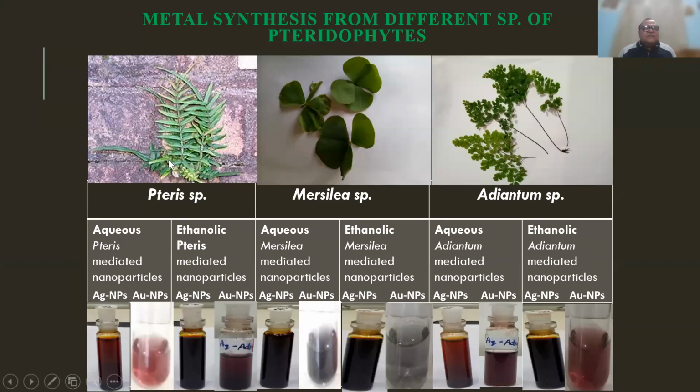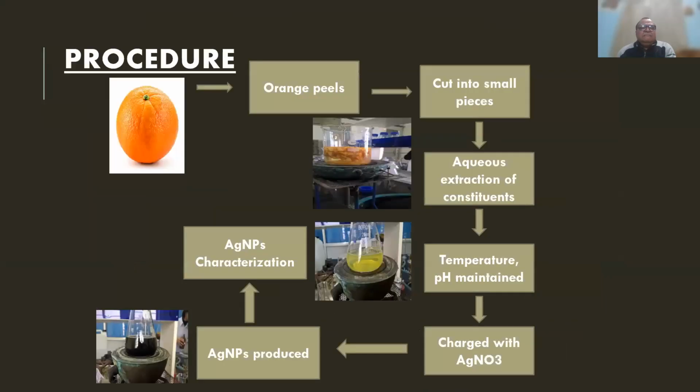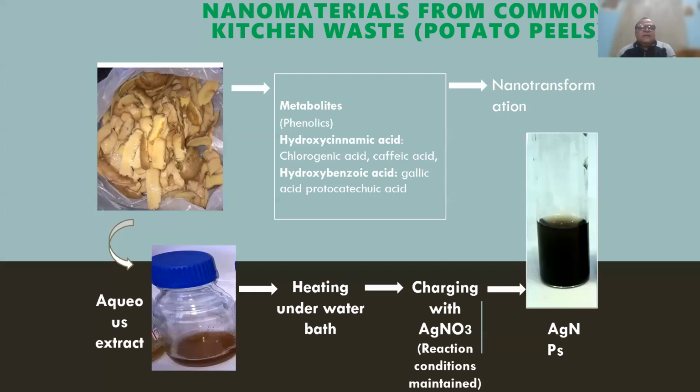So here, a terrace species, very common, Marsilea adiantum. This was done by my student Sabiha a few years ago. And then one of my students tried her hand on potato peels to synthesize silver nanoparticles. And I asked her to find the reason. She found hydroxycinnamic acid, chlorogenic acid, caffeic acid, hydroxybenzoic acid, gallic acid, protocatechuic acid.